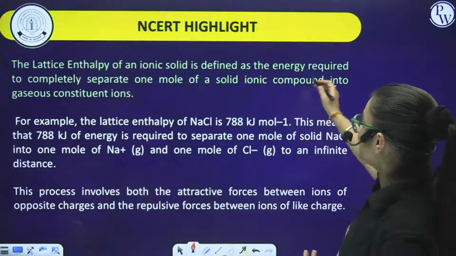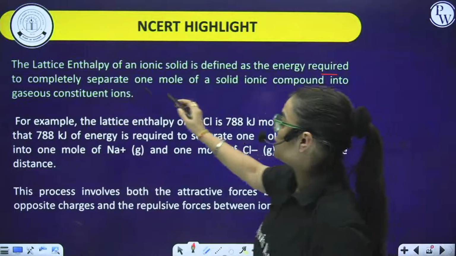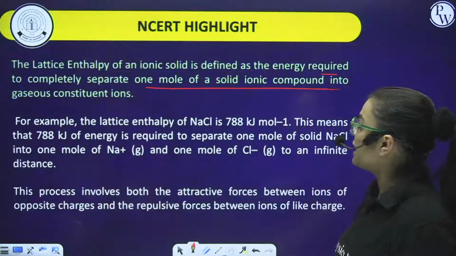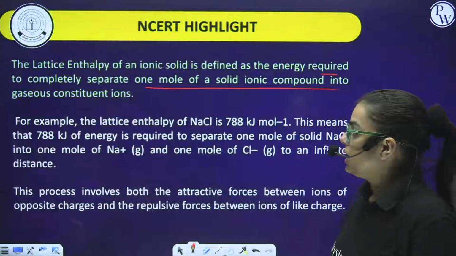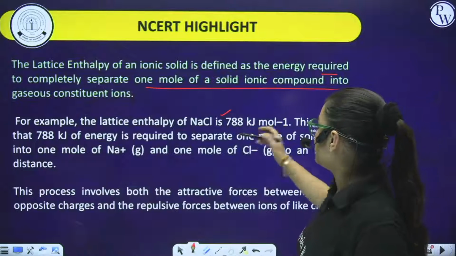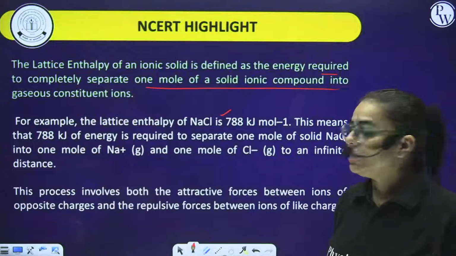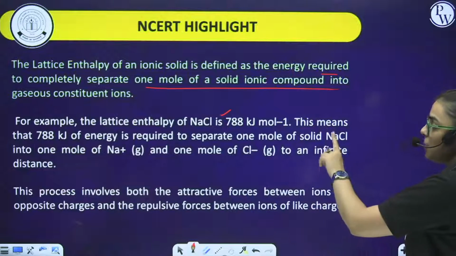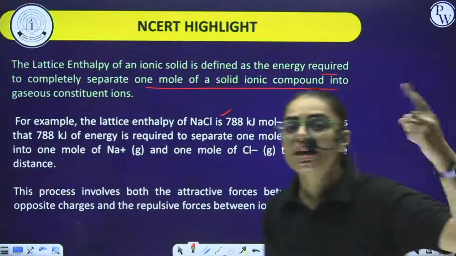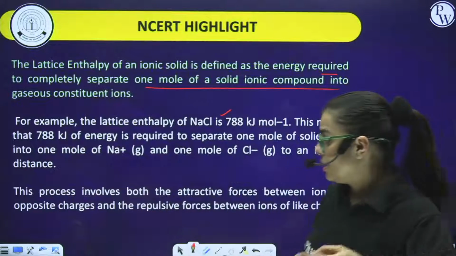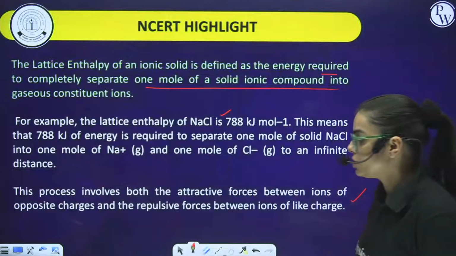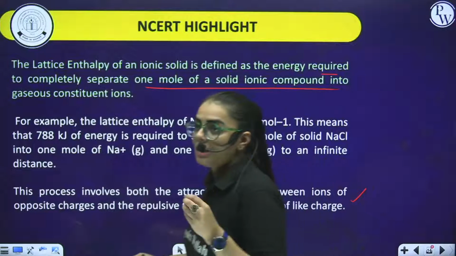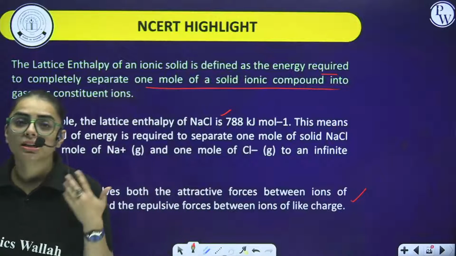So what is lattice energy? It is defined as the energy required to completely separate one mole of a solid ionic compound into its gaseous constituent ions. For example, the lattice energy of NaCl they have given you. This means 788 kilojoules of energy is required to separate one mole of NaCl into Na positive and Cl negative. This process involves both the attractive forces between ions of opposite charges and the repulsive forces. That means lattice energy depends upon the interactive forces.